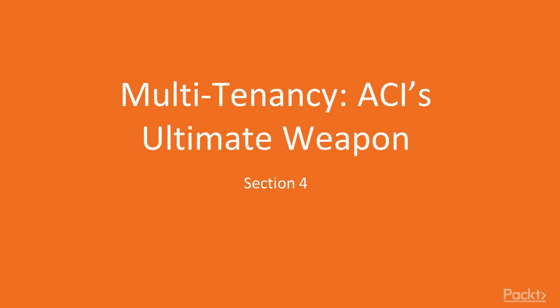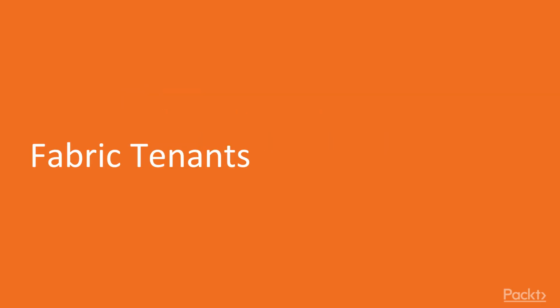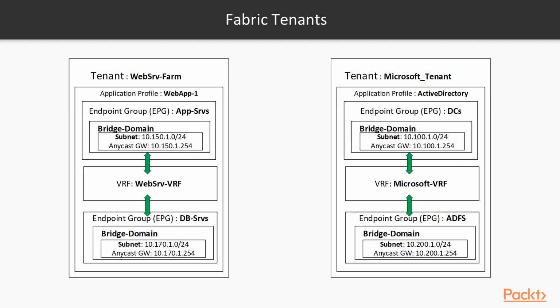Okay, everyone, let's continue on to Section 4, Multi-Tenancy, ACI's Ultimate Weapon, Fabric Tenants. Let's begin by discussing the Fabric Tenants. In ACI, this is 90% of your workload. You're going to be configuring tenants, creating application profiles, attaching endpoint groups, adding bridge domains, and connecting them via a VRF.